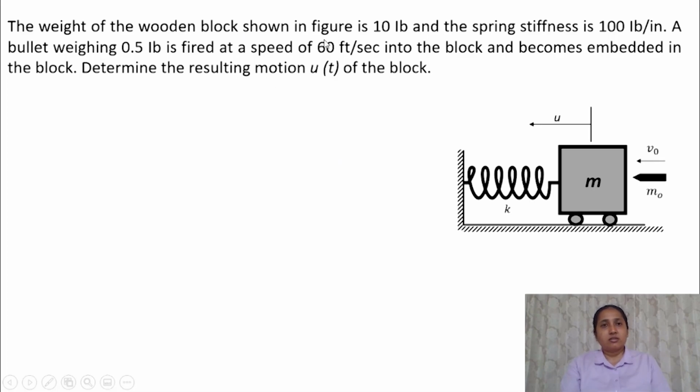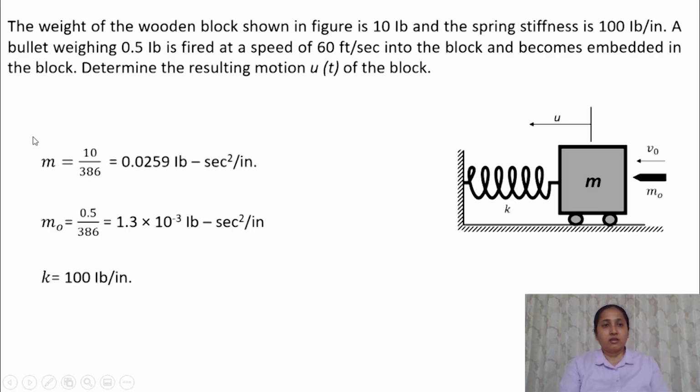In this question, the weight of the block is given, the weight of the bullet is given, and the stiffness of the spring and the velocity of the bullet are also given. Now let's calculate. The mass of the block is calculated as the weight, which is given, divided by gravitational acceleration. So we'll get the mass, and the mass of the bullet is also found like this: weight divided by g gives m naught. The stiffness is already given. Now we have to find out the initial velocity of the block.